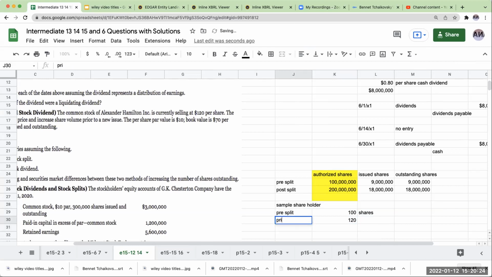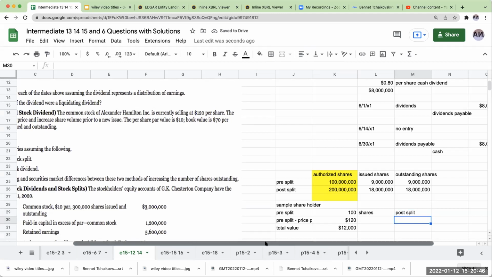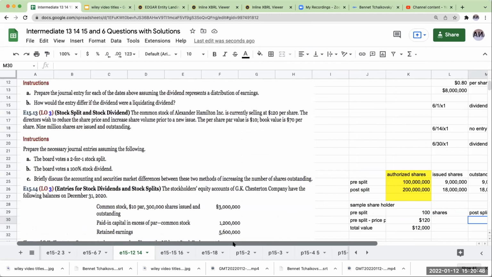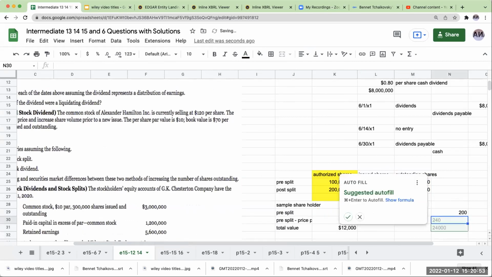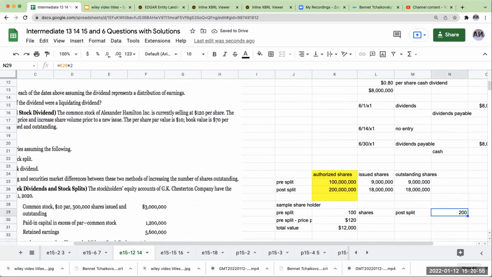Okay, so price per share, pre-split. My total value is going to be 100 shares times 120 bucks, or basically $12,000. Now, post-split, what's going to happen? It's a 2-for-1 forward split. So post-split, if I'm the sample shareholder, I'm now going to have 200 shares.